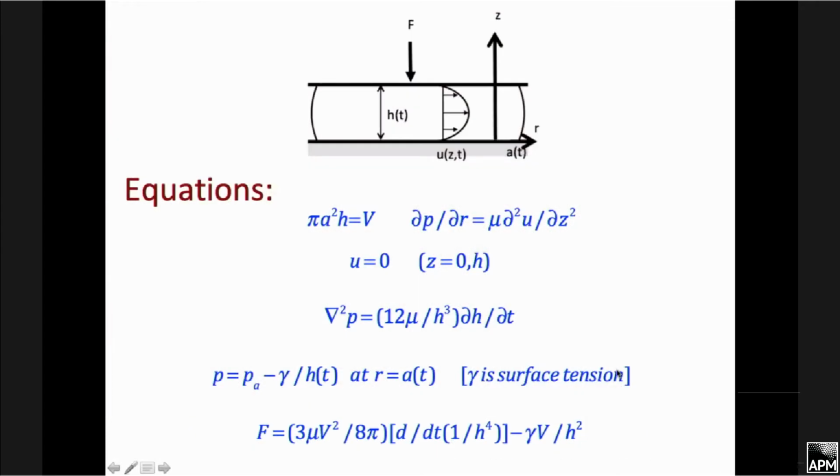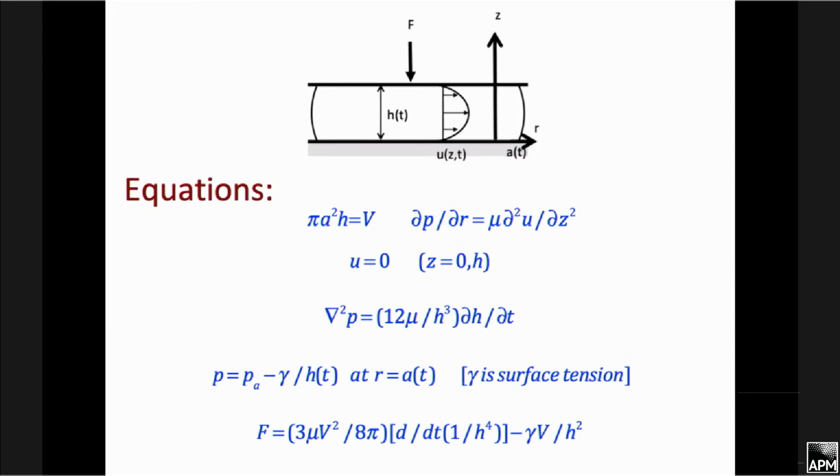Here we go. Here's the plate on top with a force F producing this parabolic flow now because it has to have zero velocity at the top plate and the bottom plate. We again have conservation of volume, and the radial pressure gradient is resisted by the viscous stresses. U equals 0, I've already mentioned that. And that leads to the Laplacian of P given in terms of H, as you see here.